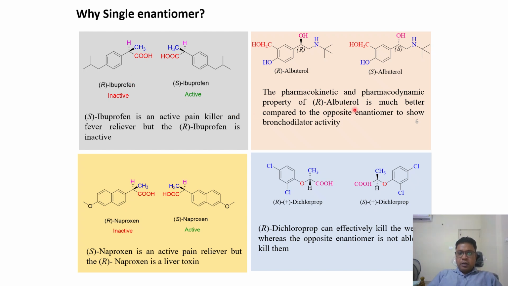Similarly, R albuterol and S albuterol: R albuterol is much better compared to the S albuterol. So we should not take the S albuterol, we should only take the R albuterol. Similarly, R naproxen, S naproxen, and dichlorprop. This is actually a pesticide. You can see that only R dichlorprop effectively kills the weed, whereas S dichlorprop is inactive.